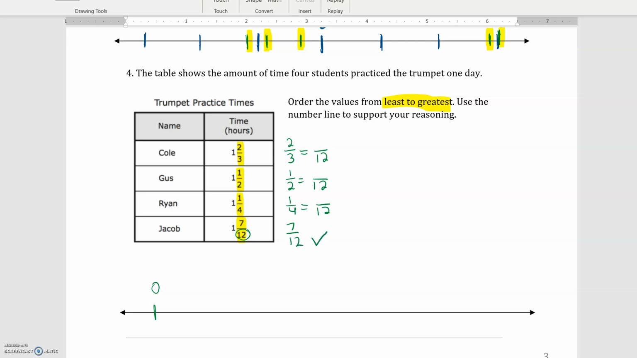This one's good to go, so it doesn't have to change. And then once they're all in 12ths, use that to help you order the numbers, and then use that to write your list from least to greatest. So pause here so you have some time to work, and continue the video when you have finished your problem.